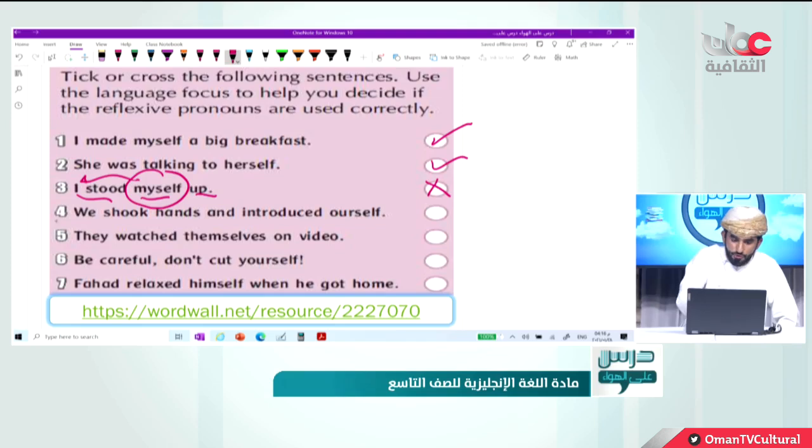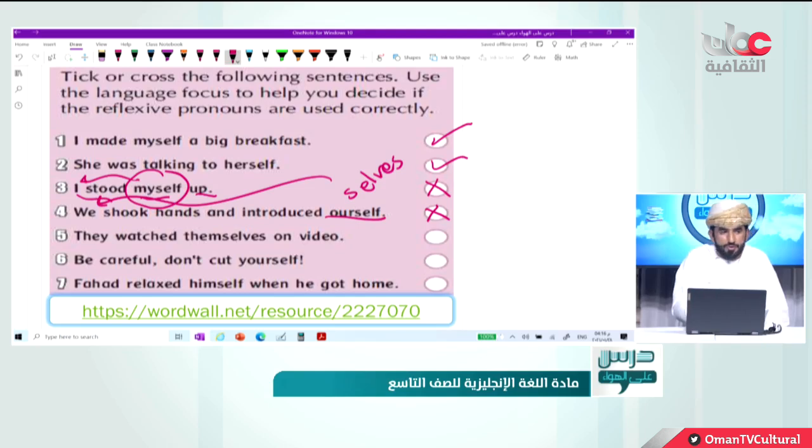Okay, let's go to 4. We shook hands and introduced ourselves. Is it correct? Ourselves should be what? Selves. Ourselves. Why? Because ourselves refers to what? To we. Exactly. Number 5. They watched themselves on video. Excellent. Correct. Themselves refers to they. What about: be careful, don't cut yourself.